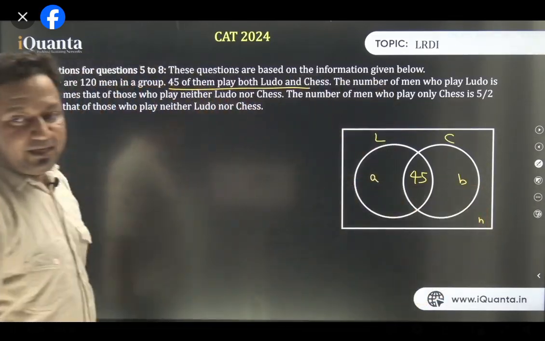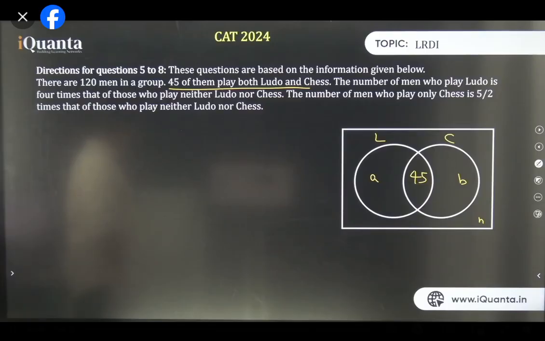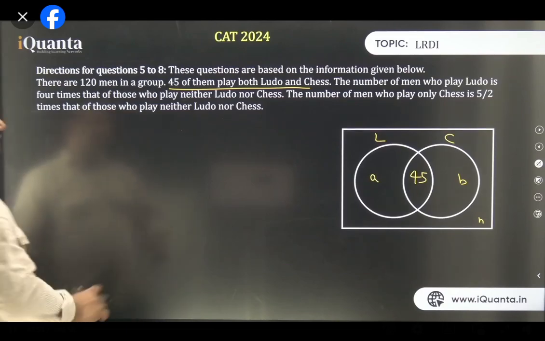All right. So A are those who are playing only Ludo but not chess. B are those who are playing only chess but not Ludo. N are those who are not playing anything. Okay. So now let us make the equations.